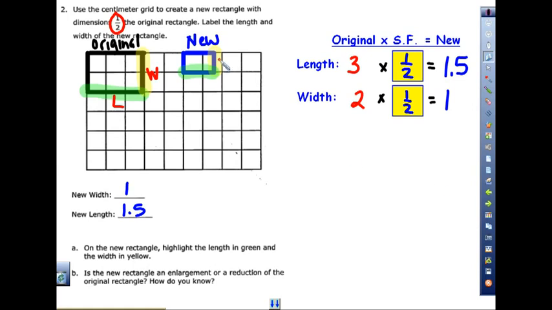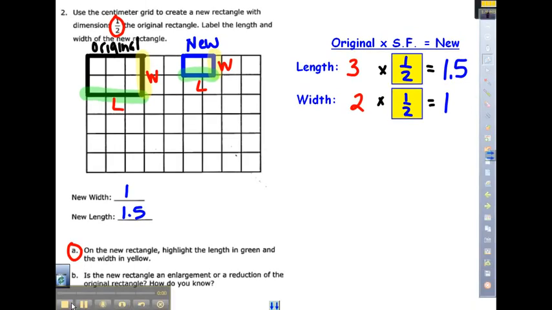They want you to label this the width and label this the length. And in part A, they want you to highlight the length in green and the width in yellow.